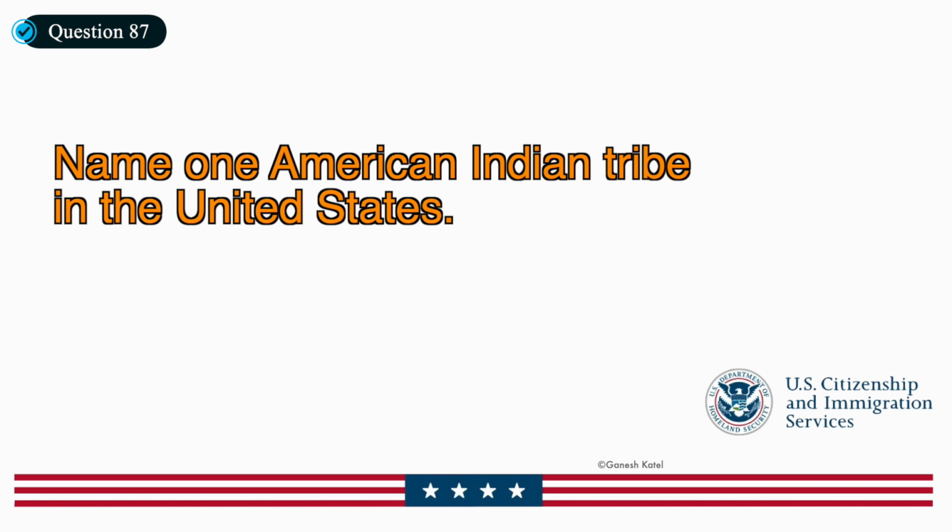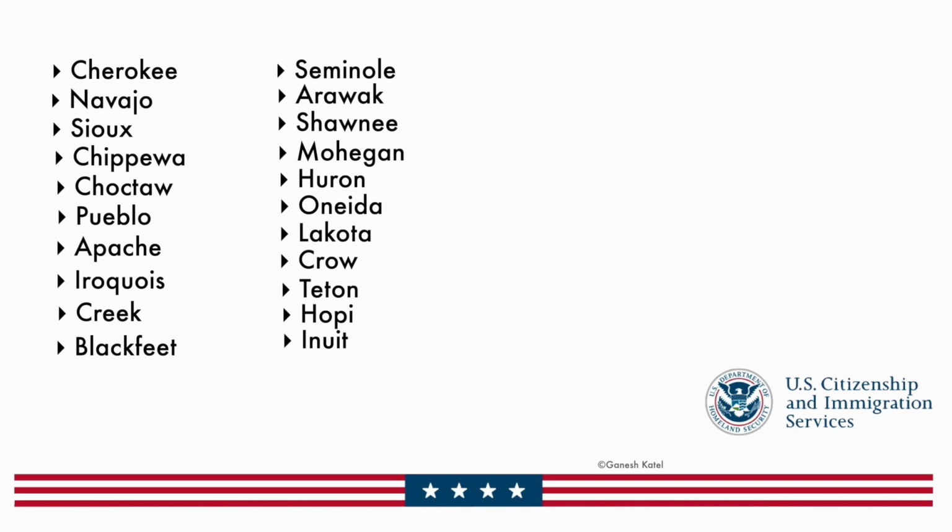Name one American Indian tribe in the United States. Cherokee, Navajo, Sioux, Chippewa, Choctaw, Pueblo, Apache, Iroquois, Creek, Blackfeet, Seminole, Cheyenne, Arawak, Shawnee, Mohegan, Huron, Oneida, Lakota, Crow, Teton, Hopi, Inuit.